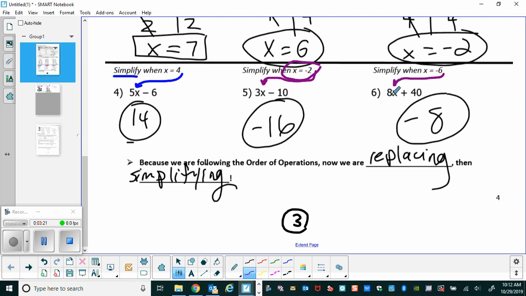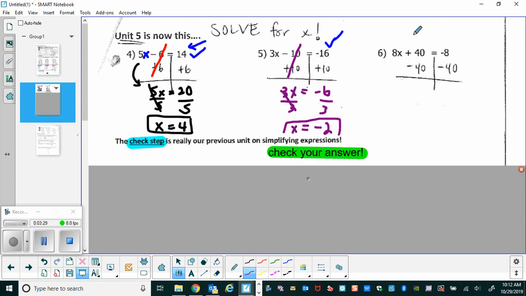8 times negative 6 was negative 48, and negative 48 plus 40 is negative 8. So now we're going to be given the total of negative 8, and we're going to work backwards to solve for x. So the first thing we're going to do is get rid of the constant. If it's a positive 40, notice I subtract on both sides to cancel it out over here. 40 minus 40, now it's gone.